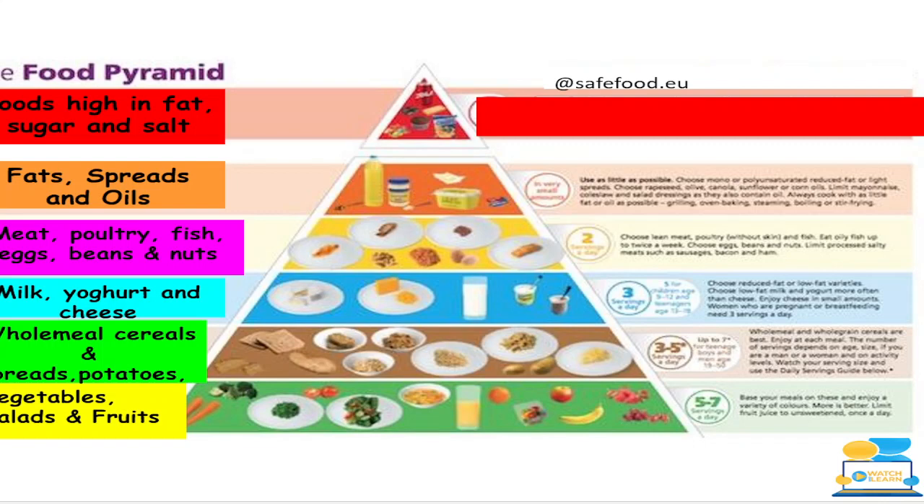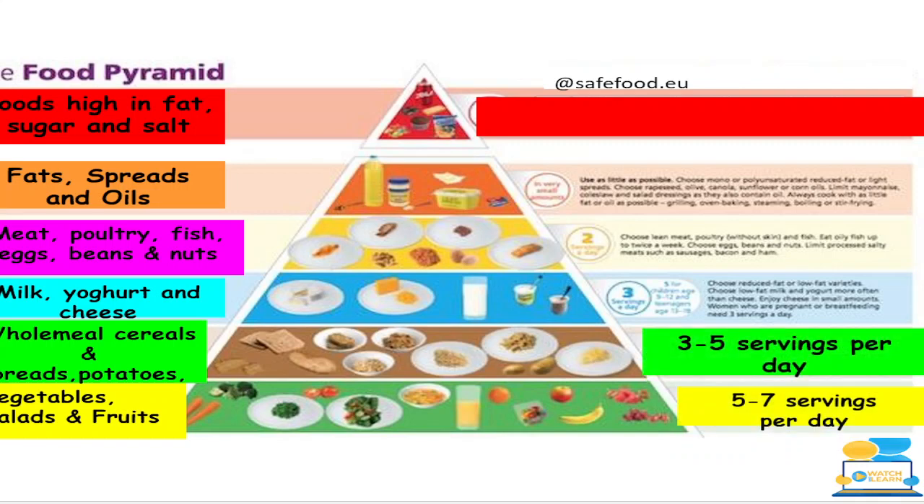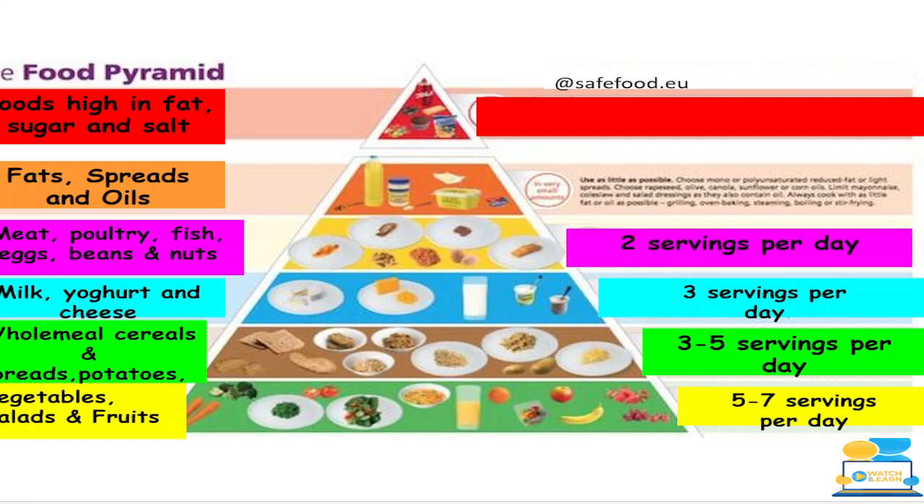So what we're particularly interested in in the case of this is our veg, salads and fruits, wholemeal cereals, breads and potatoes, and our beans and nuts. For your veg, salads and fruits, we're looking at 5 to 7 servings a day. Cereals, which are wholemeal, so the brown ones, and breads and potatoes, we're looking at 3 to 5 servings. For our beans and nuts, you're looking at 2 servings, so whether that's a handful of nuts or a piece of chicken the size of your palm.